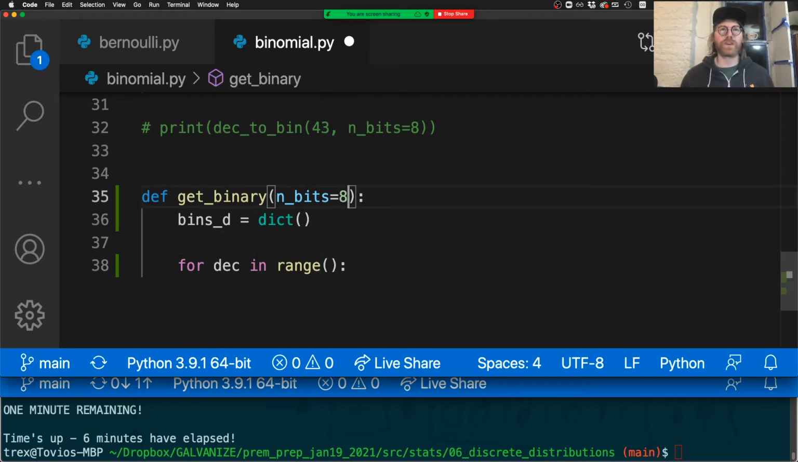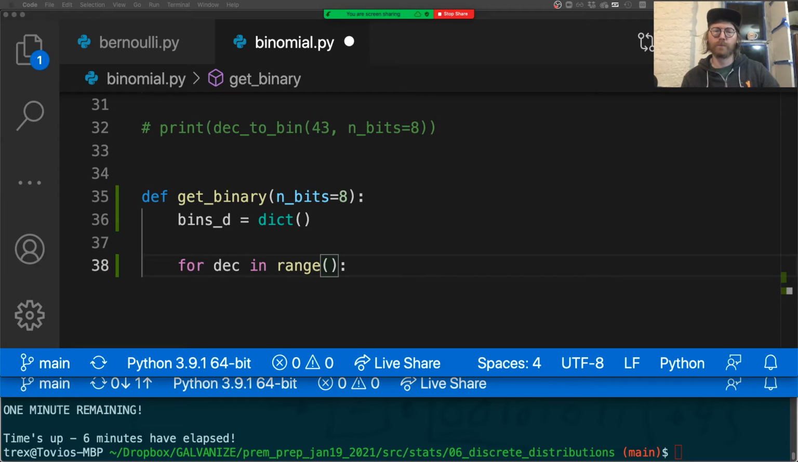Or what if this was 2 bits, right? How many times would we want to call out to our dec to bin function? How many values could we call out if it was 2 bits? Yeah, we could go from 0 up to and including 3, right? Because 0, 0 is 0, 0, 1 is 1, 1, 0 is 2, 1, 1 is 3, right?